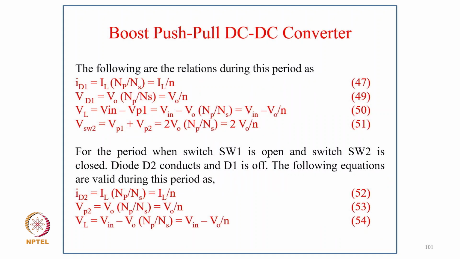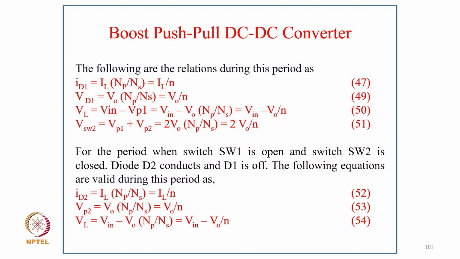And the following relations are valid: ID equal to ID1 equal to IL upon Np upon Ns, equal to IL n, and VD1 equal to VO upon Np upon Ns, equal to VO n, and VL equal to Vin minus VP1 minus, equal to Vin minus VO Np upon Ns, equal to Vin minus VO upon small n turns ratio, and VSW equal to VP1 plus VP2, that is 2VO Np upon Ns equal to 2VO upon N. So for the period when S1 is open and S2 is closed, the diode D2 conducts and D1 is off. So the following equations are valid.